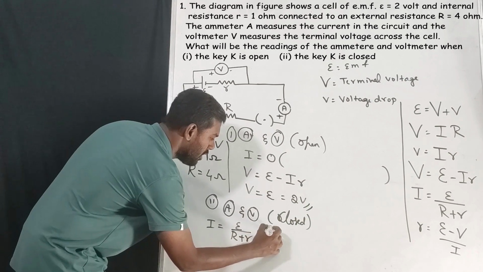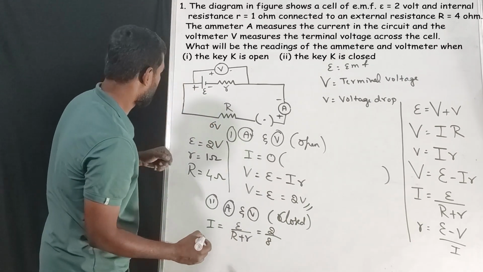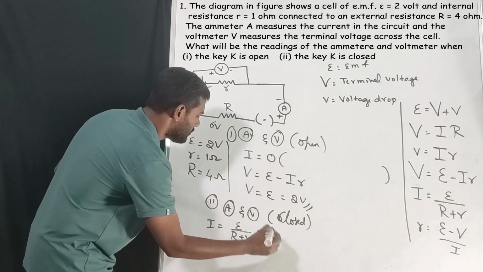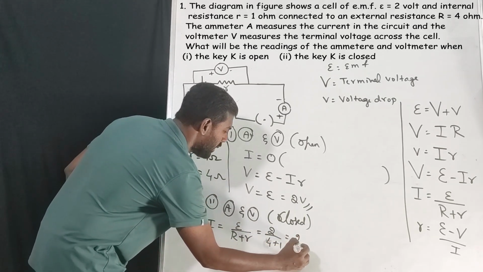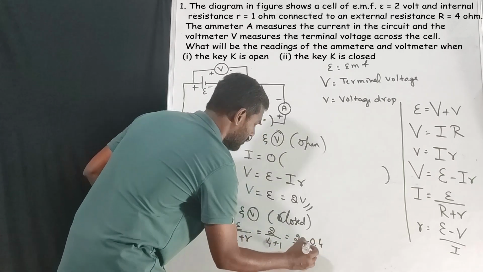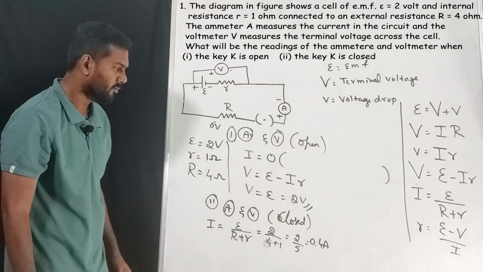So E is 2 volts, capital R is 4 and small r is 1. So this will be 2 by 5, and 2 by 5 is nothing but 0.4. What we are finding is current, so that will be in amperes. That's it.